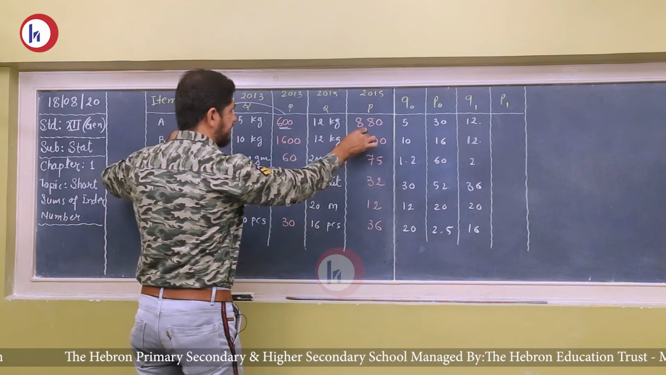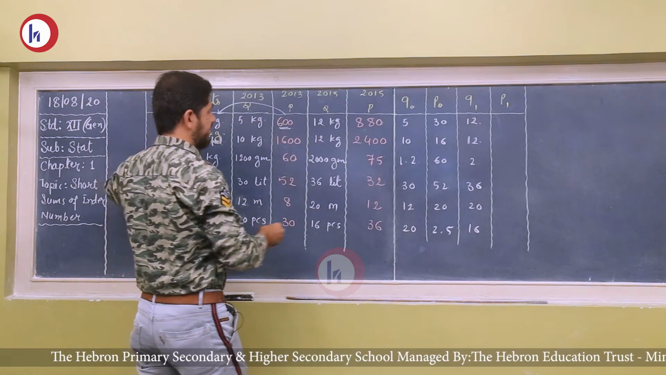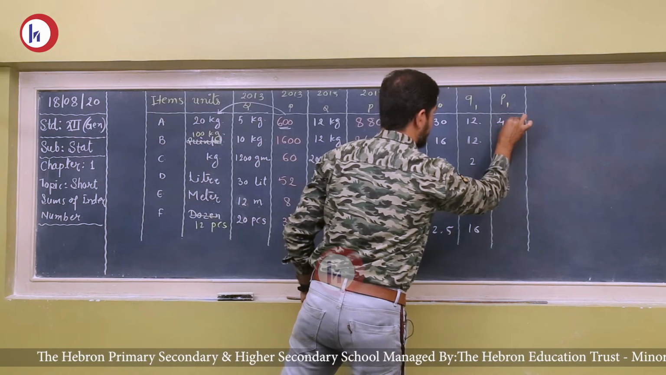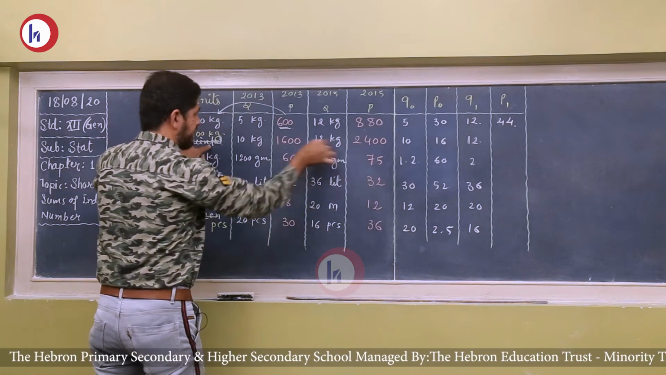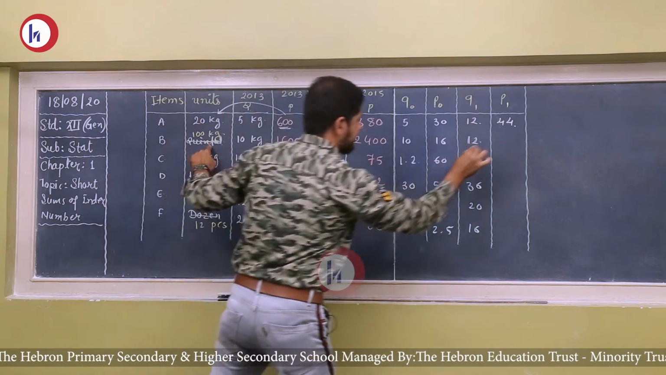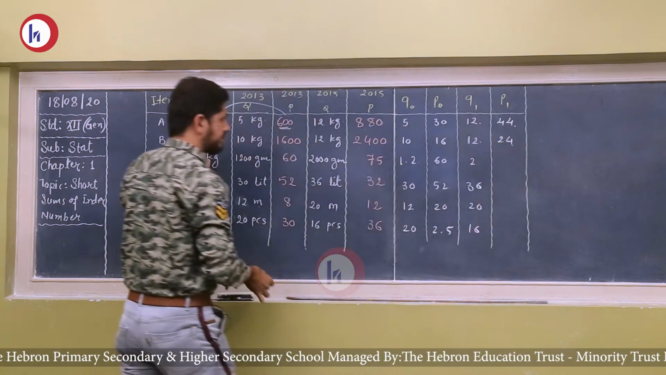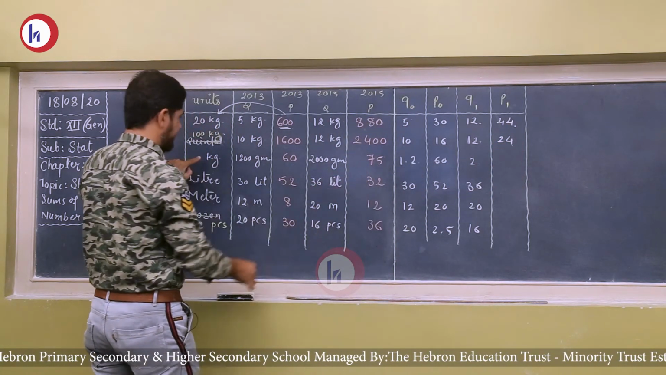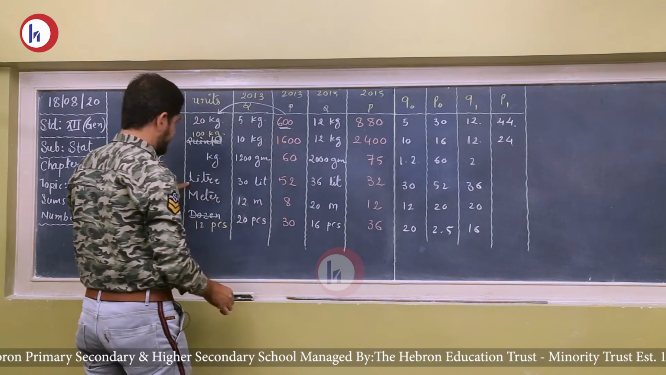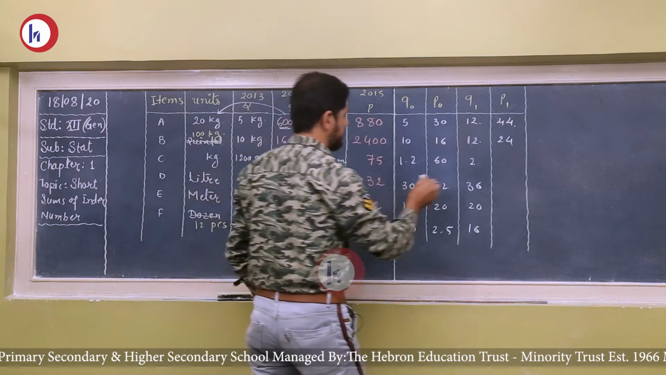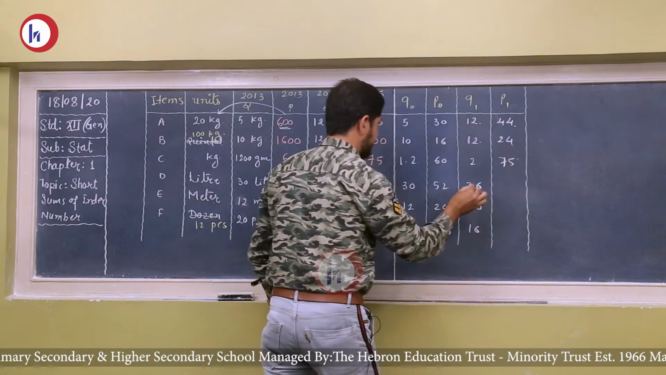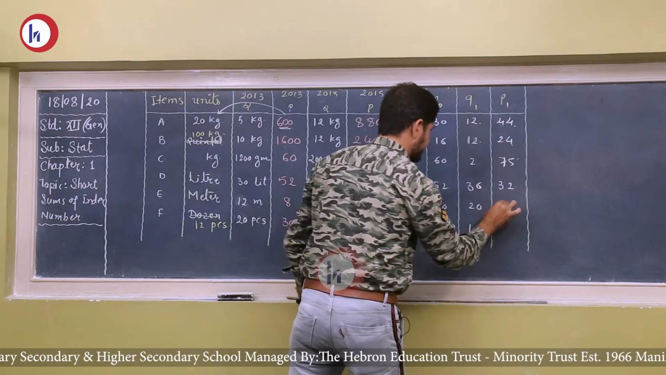So 880 divided by 20, that will be 44. Now 2400 divided by 100, it is 24. 75 divided by 1, 32 divided by 1, 12 divided by 1. So there is no need to change any of the value. 75, 32 and 12.